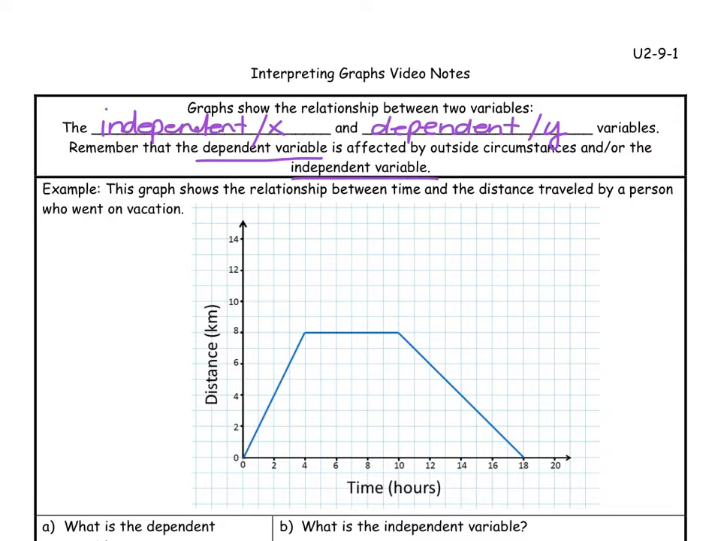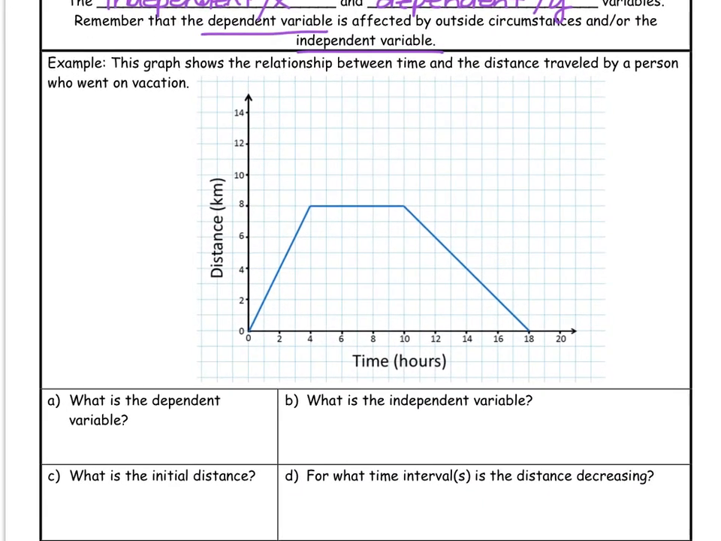So the independent variable is most of the time the cause, and the dependent variable is the effect. So in the graph below, it shows a relationship between time and the distance traveled by a person who went on vacation. So what is the dependent variable? The dependent variable is always going to be whatever is on our y-axis. And in this case, it's distance.